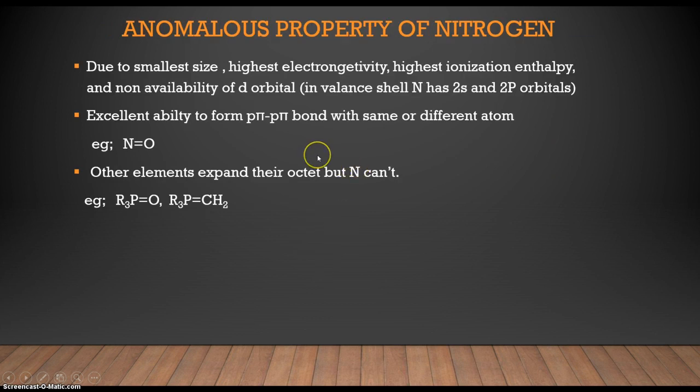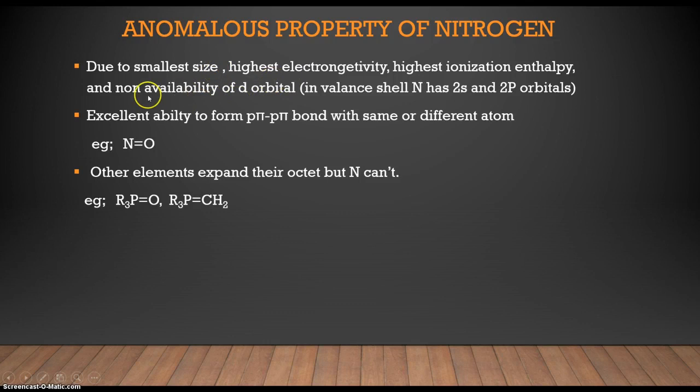Now we will discuss some anomalous properties of nitrogen. As we have learned in class 11, the first member of each group in the periodic table exhibits some unusual, irregular properties. Following that trend, nitrogen will also exhibit the same kind of irregular properties. What are the reasons behind it? The reasons are very simple. Due to its smallest size, highest electronegativity, and highest ionization enthalpy, nitrogen exhibits some unusual properties in comparison to the other members of its group.